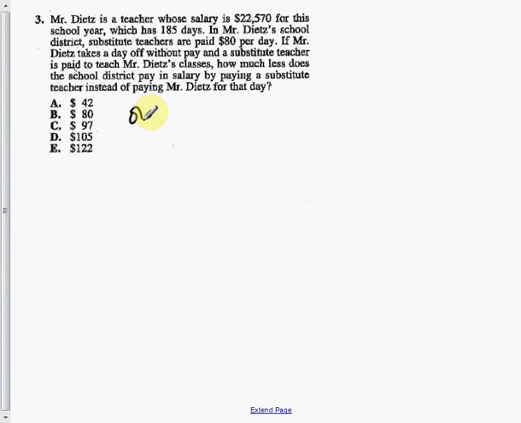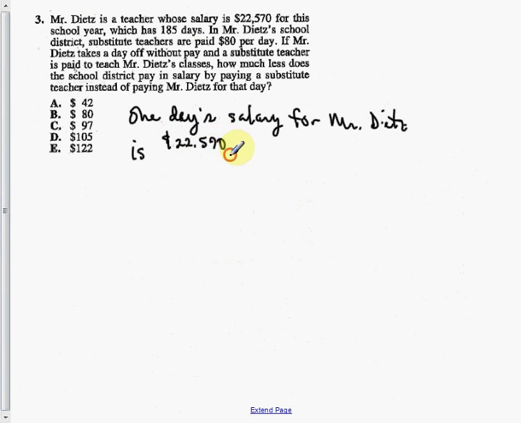So one day's salary for Mr. Dides is going to be 22,570 divided by 185. Okay. So that gives you $122. Right? Now 122 is not the answer.